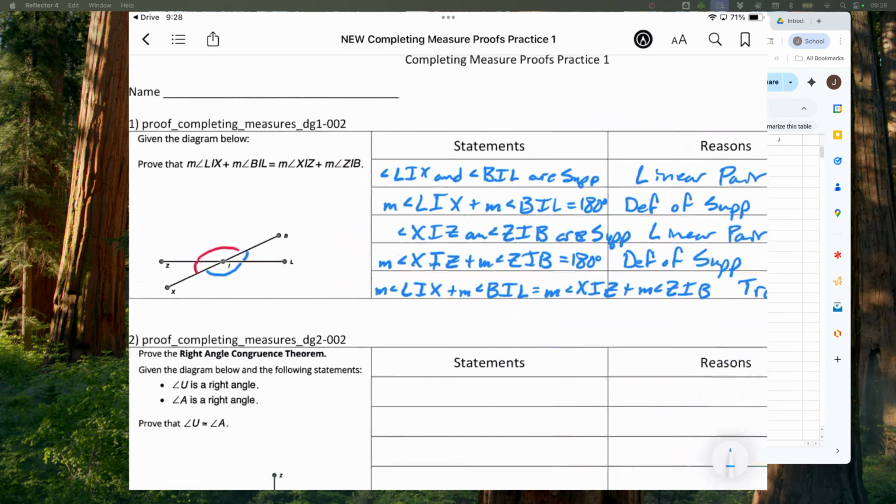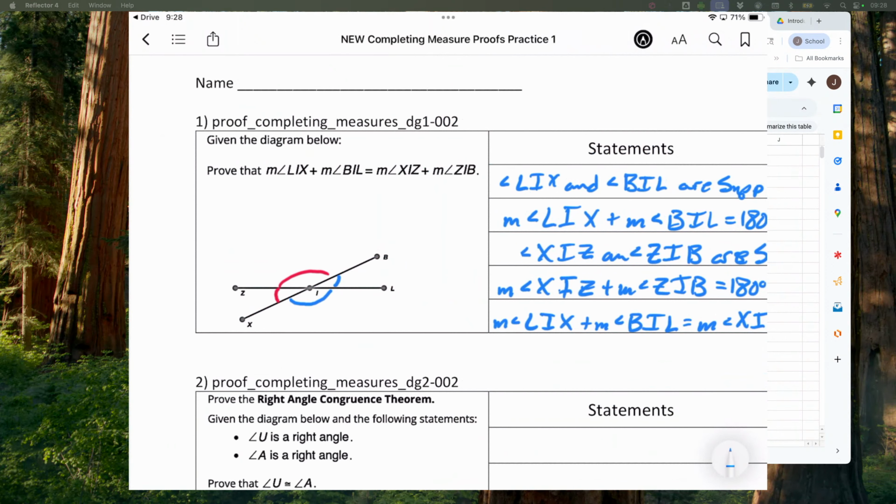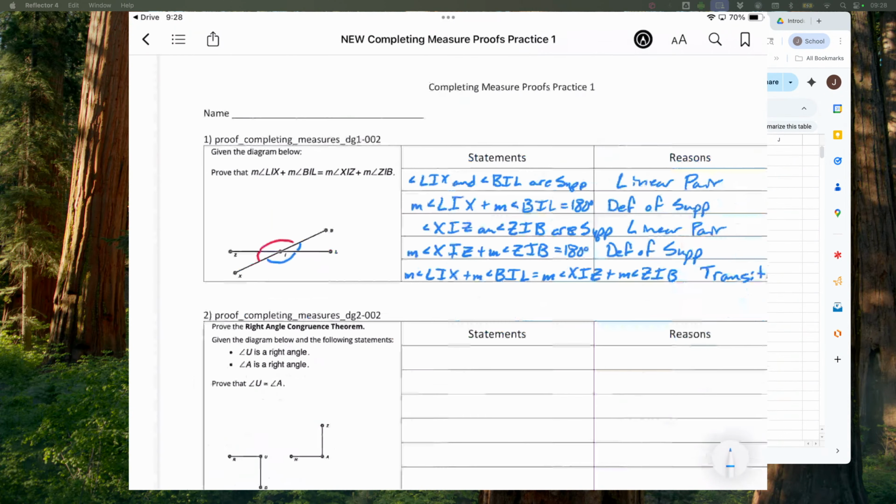So again, the way we went about this is we said the two blue ones made a straight line. They're a linear pair, so they are supplementary, so they are 180 degrees. The two red ones make a linear pair, so they are supplementary, so they make 180 degrees. Since they're both equal to 180 degrees, they must be equal to each other.